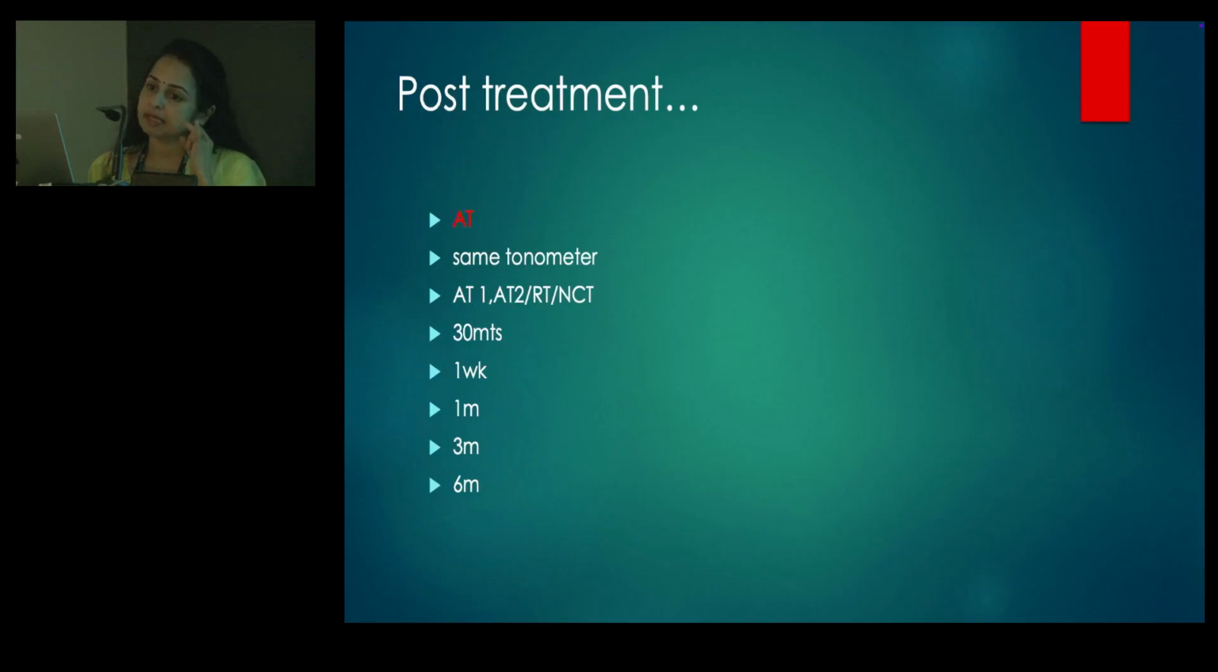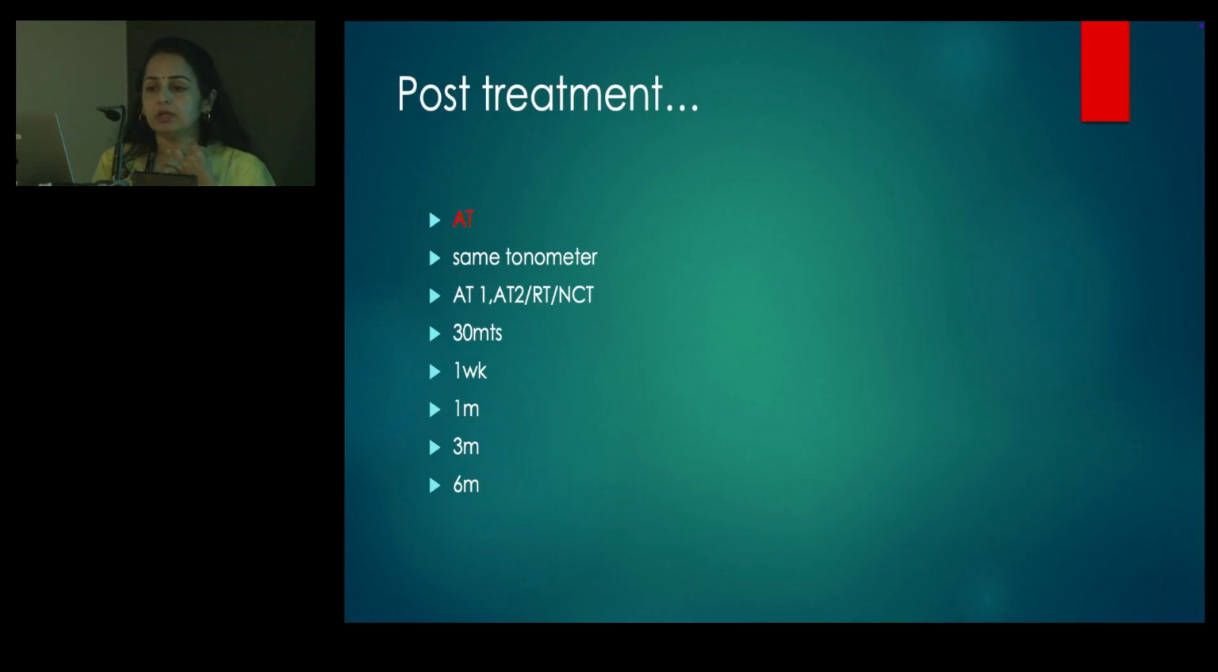And I use the same tonometer. We have so many applanation tonometers, but I take it in one tonometer before and after the procedure. You can mark the tonometer as tonometer 1, 2 or something. If you are taking RT, mention that. If you are taking NCT before and after, mention that and record everything.